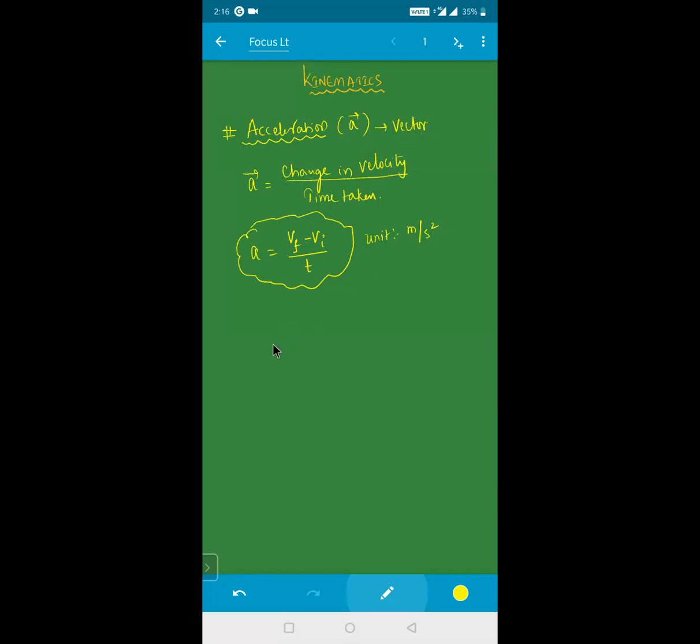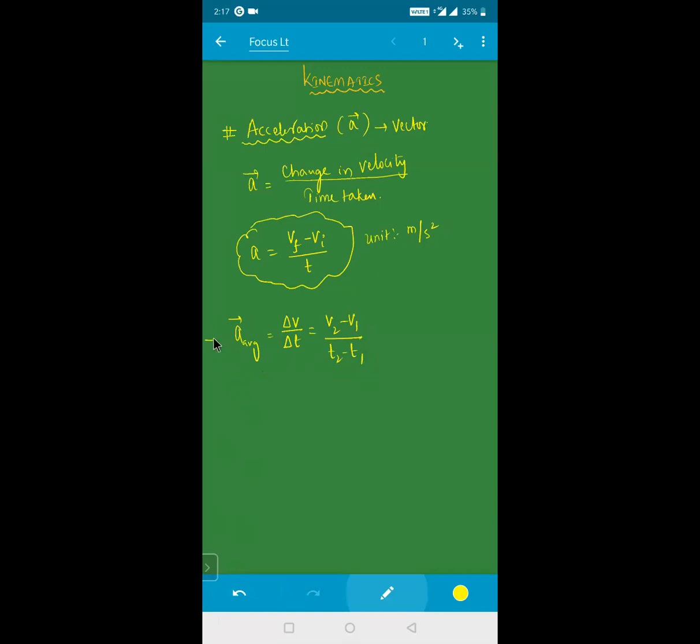Is it clear for everyone? Yes, sir. Now if I'm talking about average acceleration, beta, a average will be equal to how much? a average is equal to delta v divided by delta t. That is nothing but v2 minus v1 divided by t2 minus t1. So that will be your average acceleration.